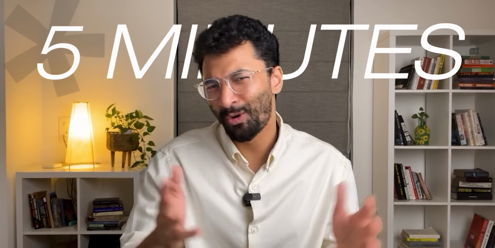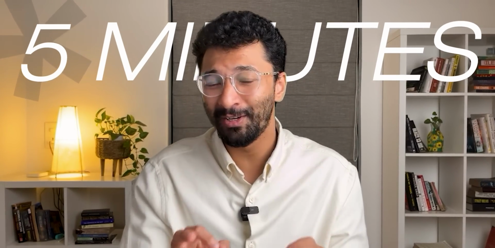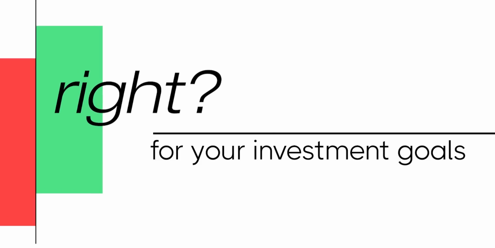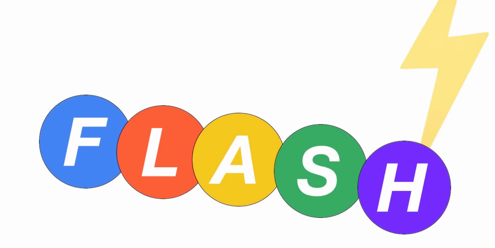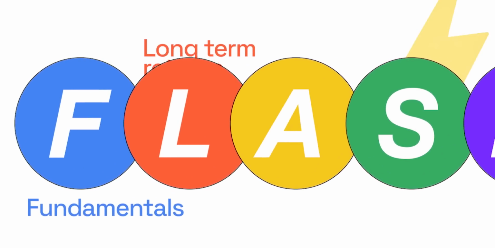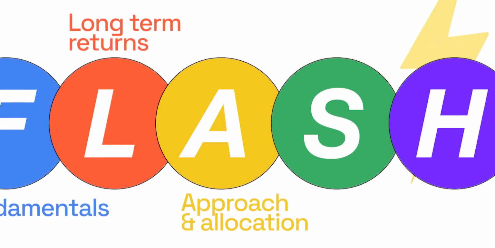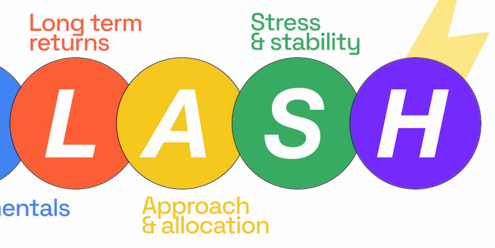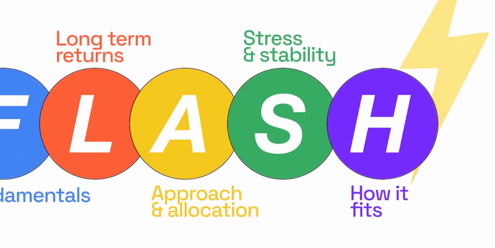5 minutes. What if I tell you that is all you need to analyze any mutual fund and know whether it's right for your investment goals? And to do that, I'm sharing a framework that I've built called Flash. In it, F stands for fundamentals, L for long-term returns, A for approach and allocation, S for stress and stability, and H for how it fits your portfolio.